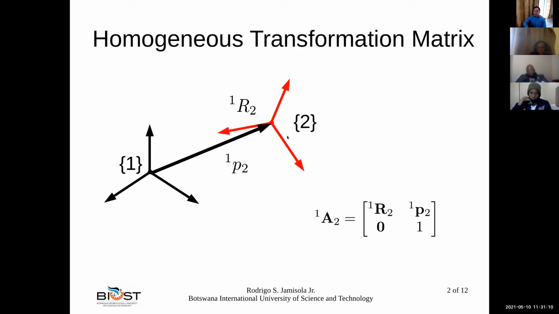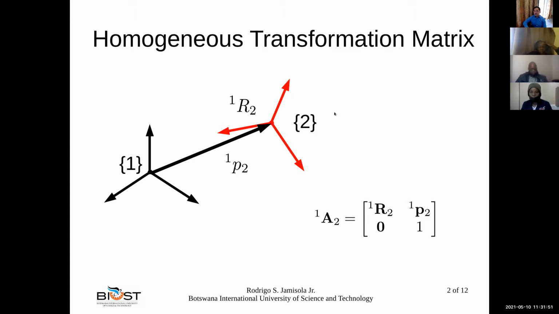Now, how is the rotation matrix oriented? I mean, how is frame 2 oriented with respect to frame 1? You must be familiar that position can be investigated separately from orientation. Why is that? Because those two things, position and orientation, are independent of each other. You can investigate them separately. One doesn't influence the other.